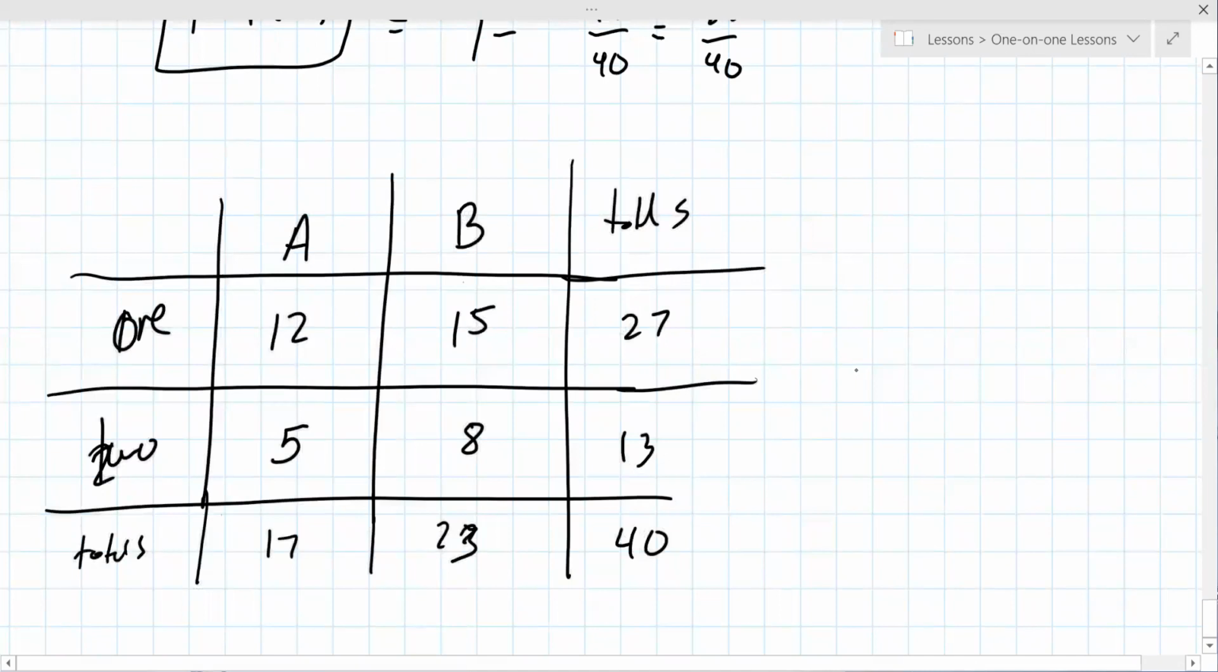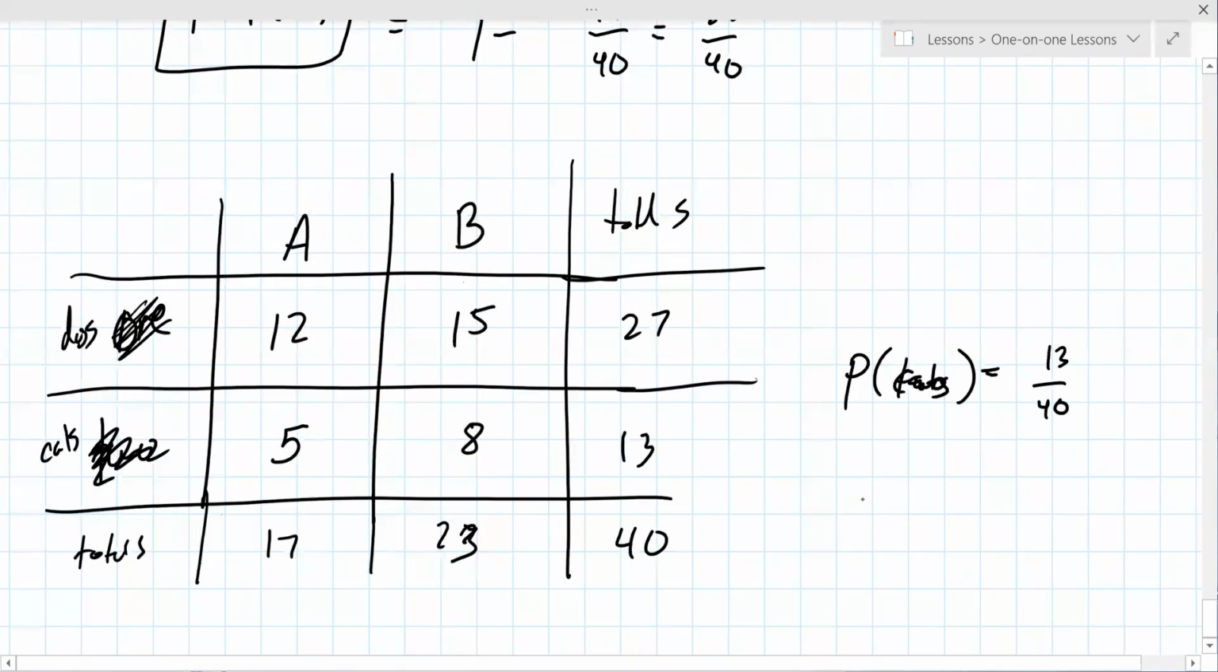Okay, I could ask, what's the probability of 2? Probability of 2 is 13 over 40. If you don't like that, I can change this to dogs and cats. So the probability of cats is 13 over 40. Is that clear? So what's the probability of not cats? 27 over 40. Now it could just be that, or it could be 1 minus 13 over 40, which gives you the same thing there.